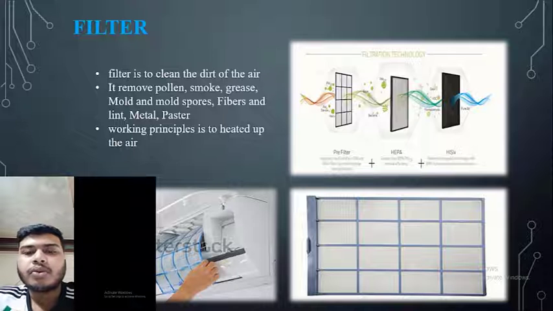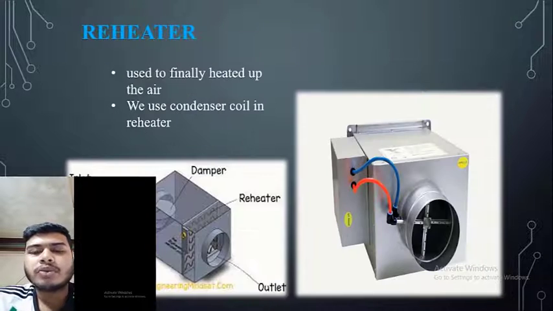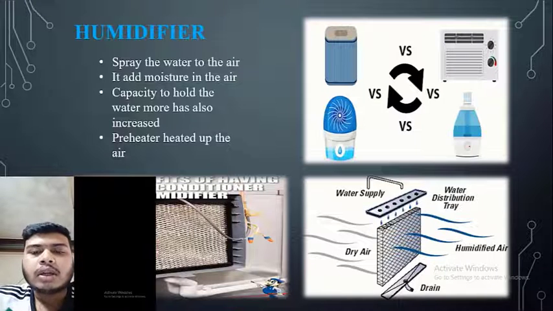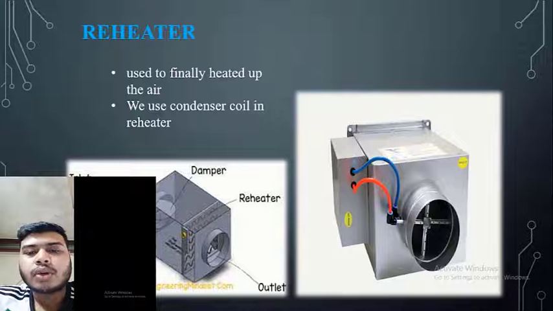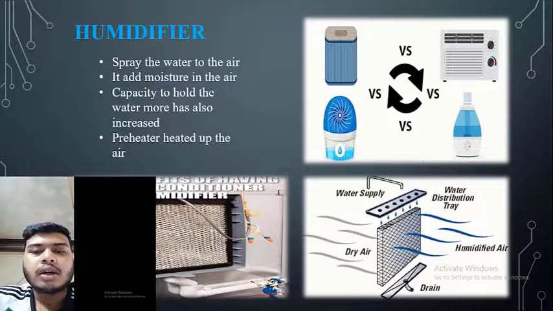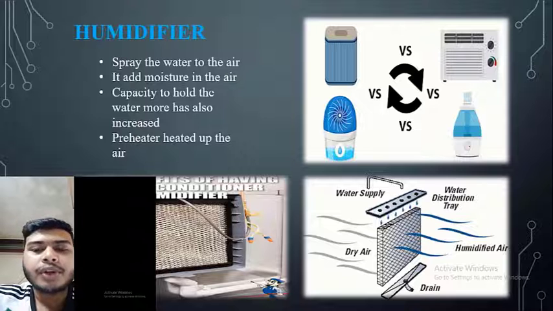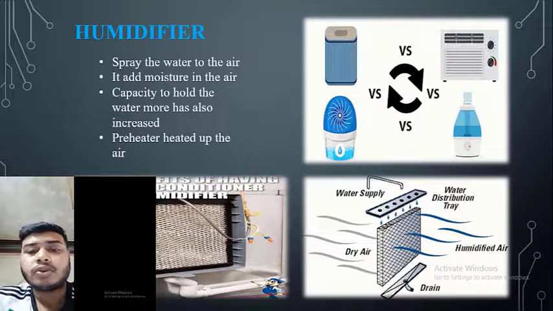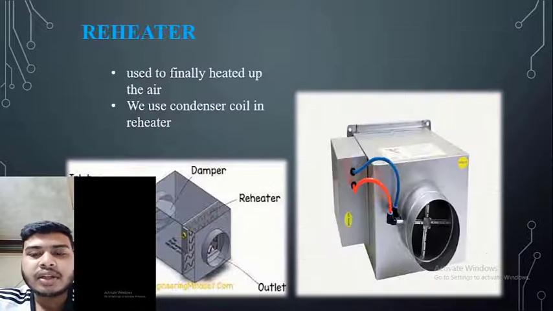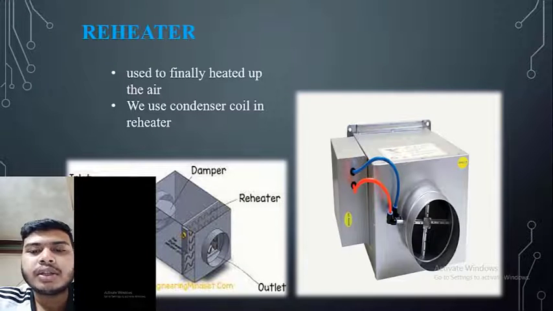Now come to the preheater. The preheater is the main equipment to heat up the air. It comes after the damper and the filter. The humidifier sprays water into the air to add moisture, and it makes the air comfortable for the human body. For example, an outside humidity of 35% is not comfortable for the human body at all. The reheater is used to finally heat up the air to the desired temperature. We use a steam coil in the reheater, but in the preheater we use an electric coil.